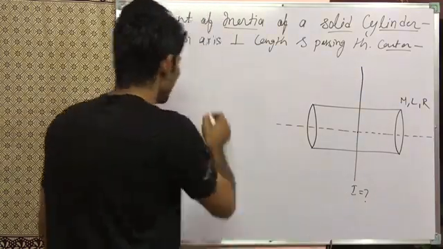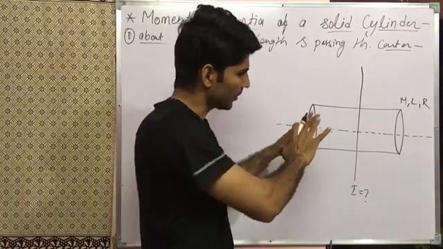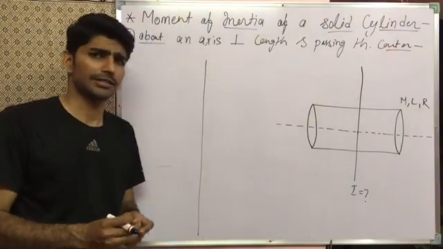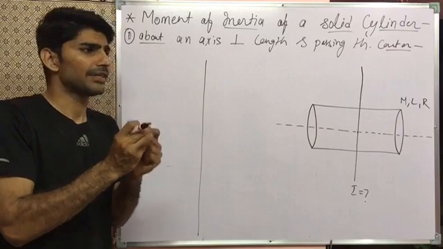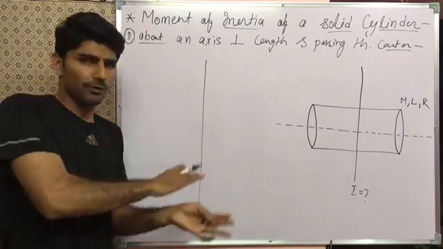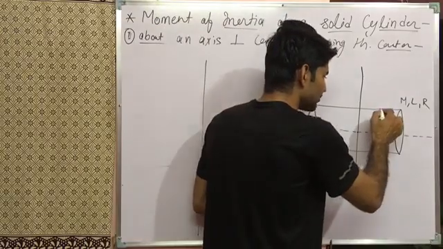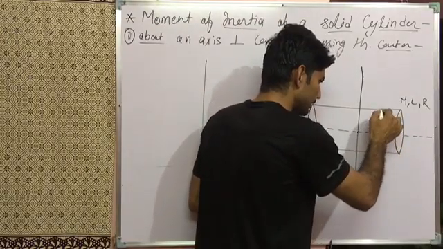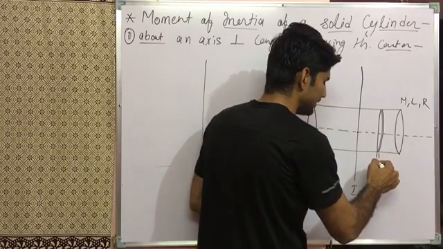So before deriving any formula, we know that this is a rigid body, and for a rigid body we take a small mass component that has a symmetry, and we can take that mass component anywhere in that rigid body. So here I take a small disk component of thickness dx.